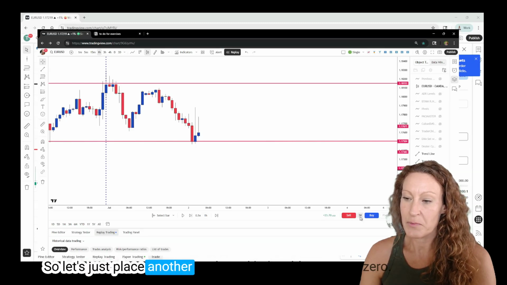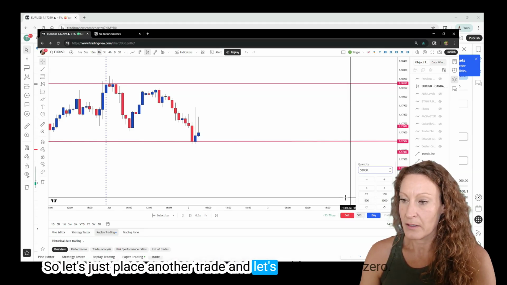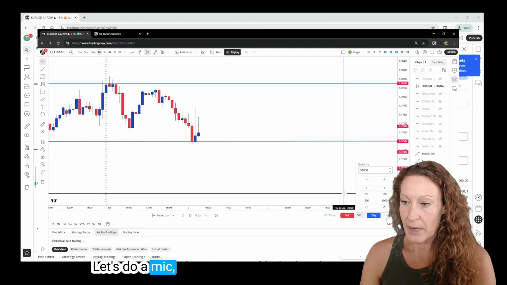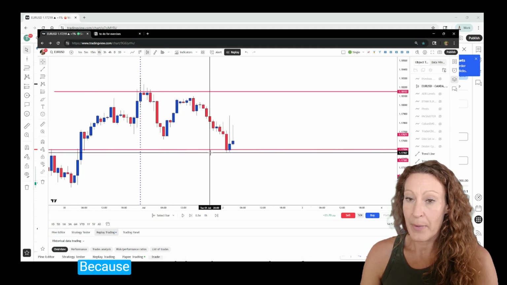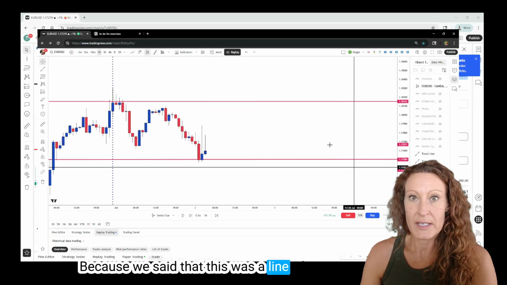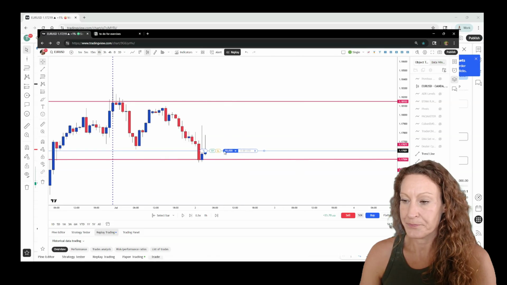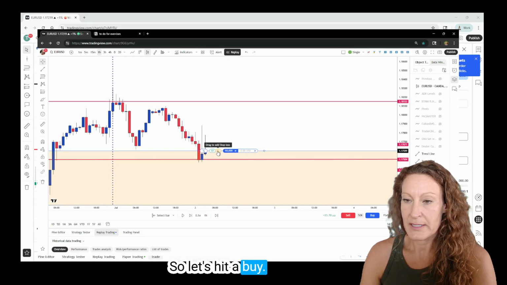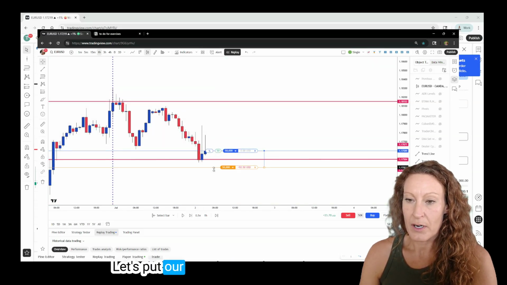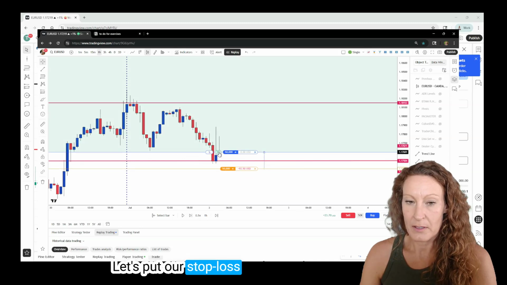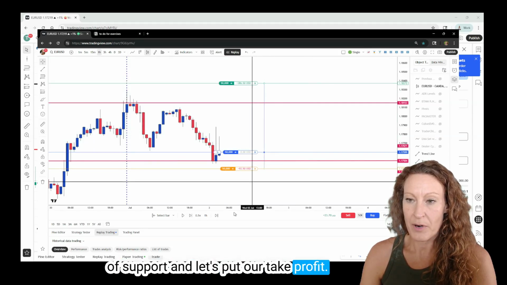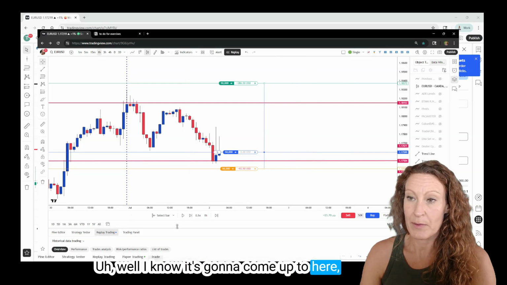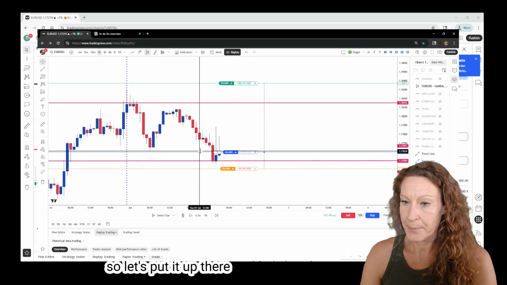So let's just place another trade and let's add one more zero. Let's do a mini and let's do a buy because we said that this was a line of support. So let's hit a buy. Let's put our stop loss under our line of support and let's put our take profit. Well, I know it's going to come up to here, so let's put it up there.